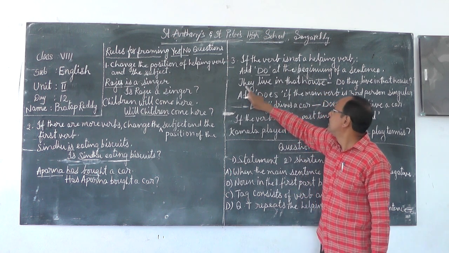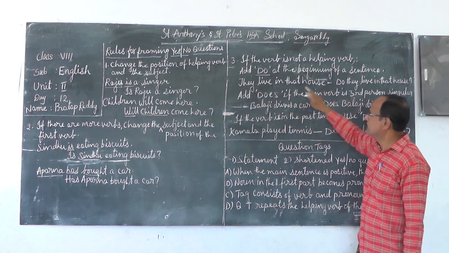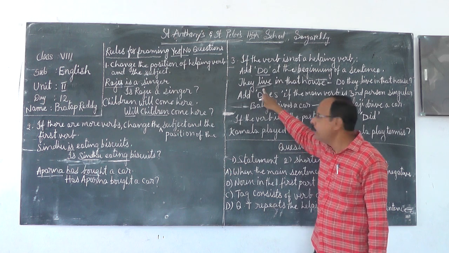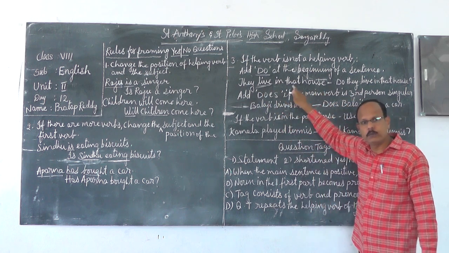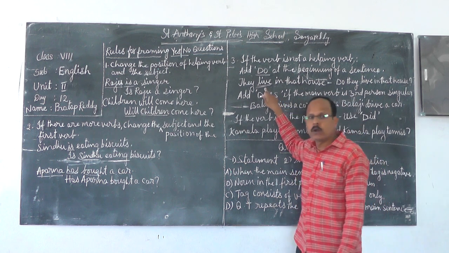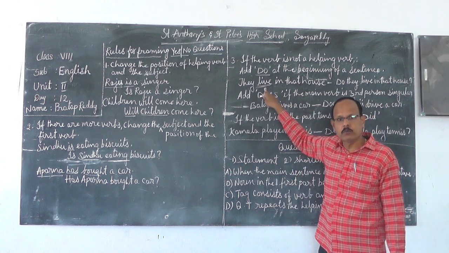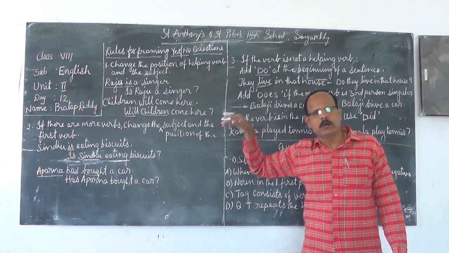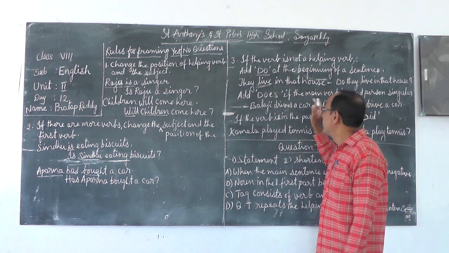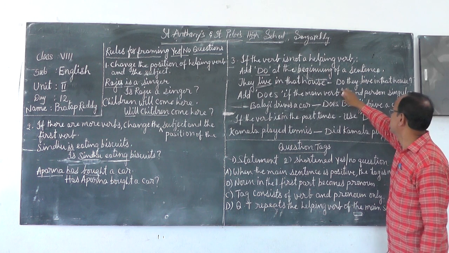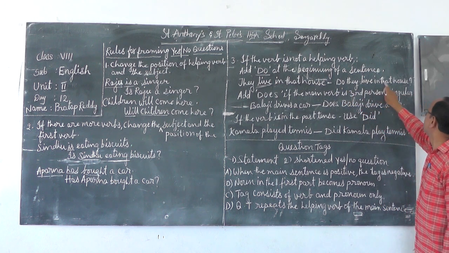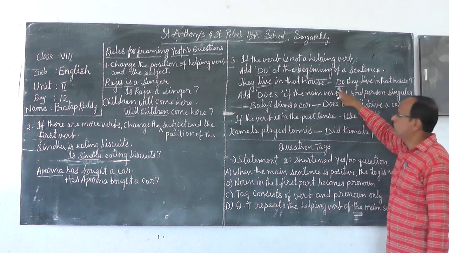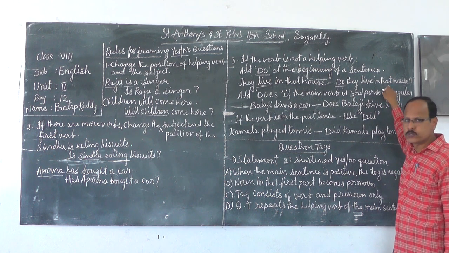Look at this example. They live in that house. They live. Live is the main verb. There is no helping verb here. And the word live is in present tense. Verb 1, present tense. So in such cases, you begin your question sentence with the word do. See the question now. Do they live in that house? So we have started with do.